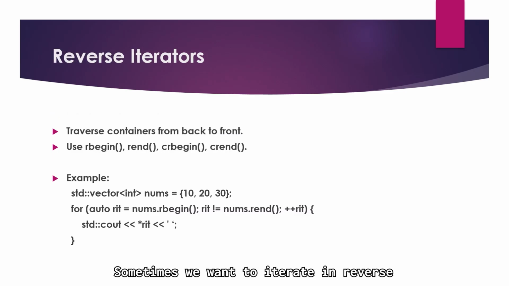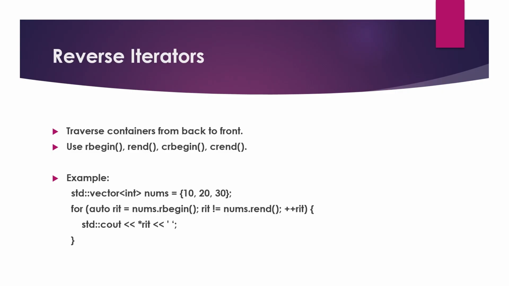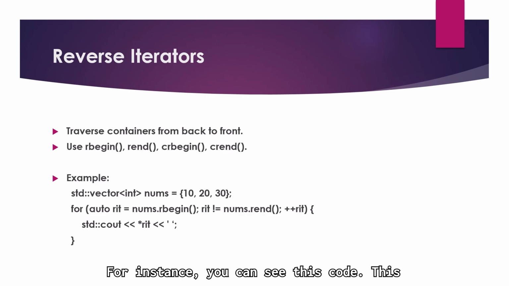Sometimes we want to iterate in reverse order, from the end of a container to the beginning. STL offers a neat solution, reverse iterators. To use them, we call rbegin and rend on a container. For constant access, we use crbegin and crend. For instance, you can see this code. This prints the vector from the last element to the first. Reverse iterators come in handy in sorting, backtracking algorithms, or whenever the last elements have higher priority, like when implementing undo features or history stacks.